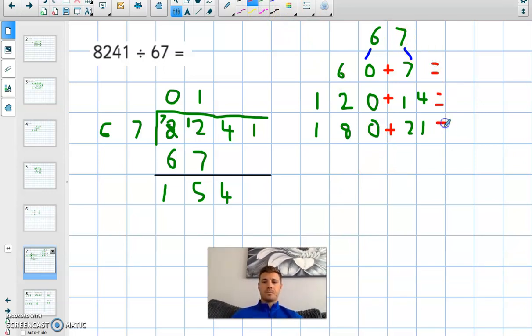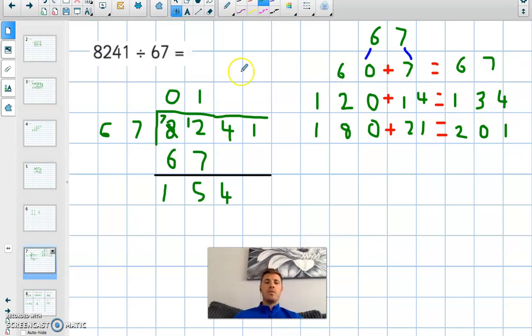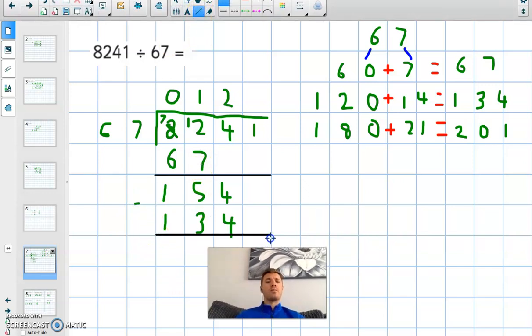So if I add these two numbers together, that then gives me my multiples of 67. Okay, so I can see that there are 2 67s in 154, and I end up on 134. So I need to put that number below 154 and again subtract it. And the reason I do that is because that will then give me my remainder.